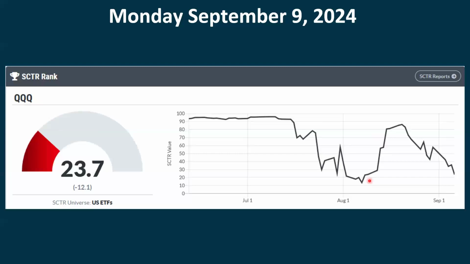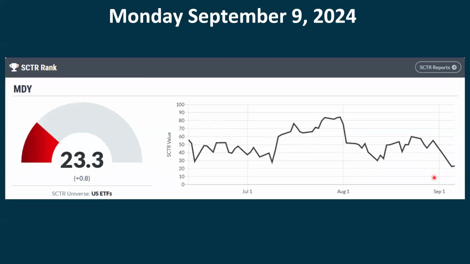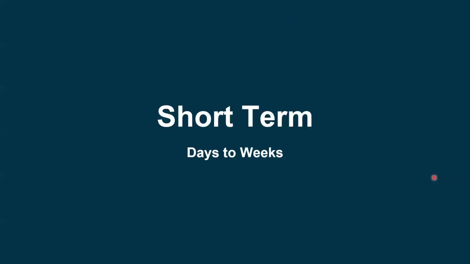And then we have the QQQs. Been a real leader. You can see earlier on in the summer, we were well up into the 90s and camped out there for a long time. Well, now it fell back as we hit that downtime in early August. We were bouncing back up, got above 80. Now we're really falling down to 23.7. And then in last place are the mid caps, and they were stronger earlier in the year, but now they've been showing some weakness, coming in at 23.3.